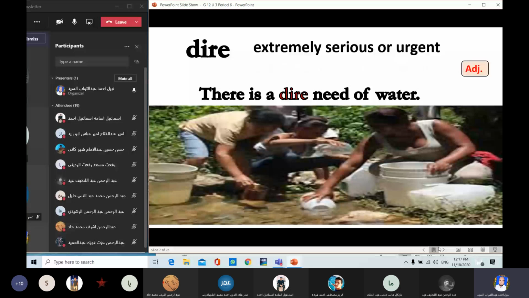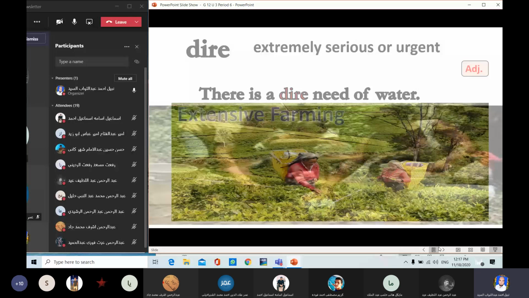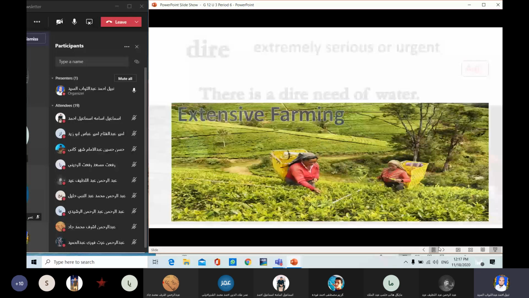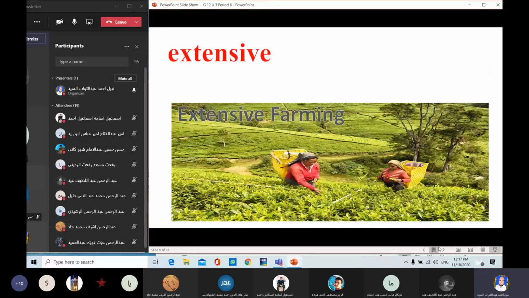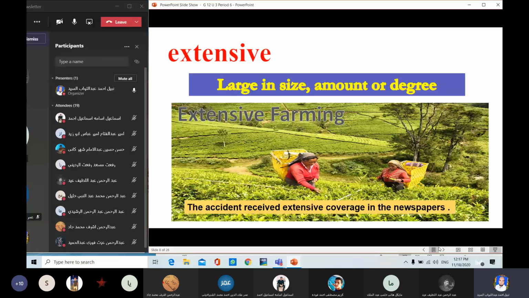Extensive. Large in size, large in amount, large in degree. The accident that took place yesterday received extensive coverage in the newspapers. All the newspapers talk about the accident. So the accident received extensive coverage in the newspapers. Extensive.